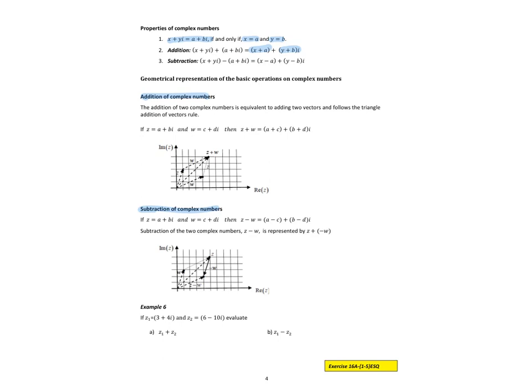So very briefly, if I'm going to add those two complex numbers, z1 plus z2, well, add the real components, which is 3 plus 6, which is 9, and 4i minus 10i is minus 6i. And if I'm going to subtract those two numbers, z1 minus z2, so 3 minus 6, which is negative 3. And then I get 4i minus 10i, which is a plus, which is 14i.